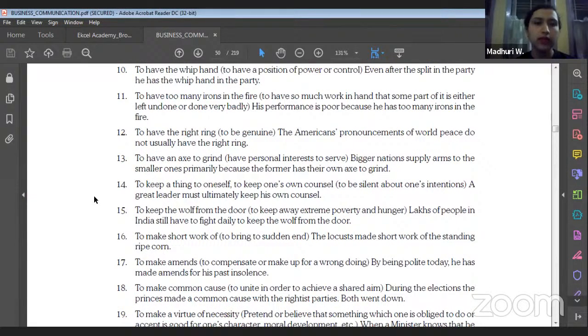Another one is to keep the wolf from the door. That means to keep away extreme poverty and hunger. So lakhs of people in India still have to fight daily to keep the wolf from the door. That means a lot of people in India are very hungry. They're extremely poor, right? And they have to really fight a lot to be able to eat, to sustain themselves.